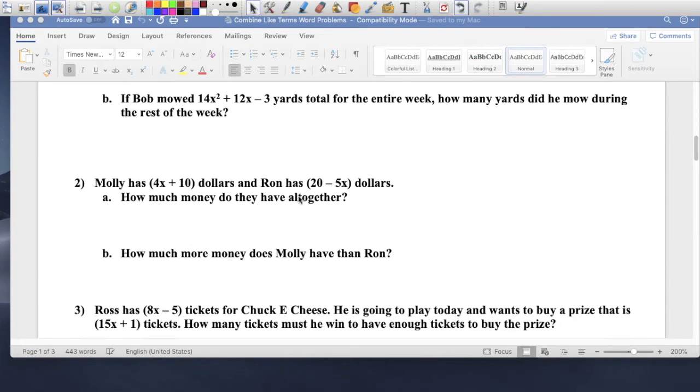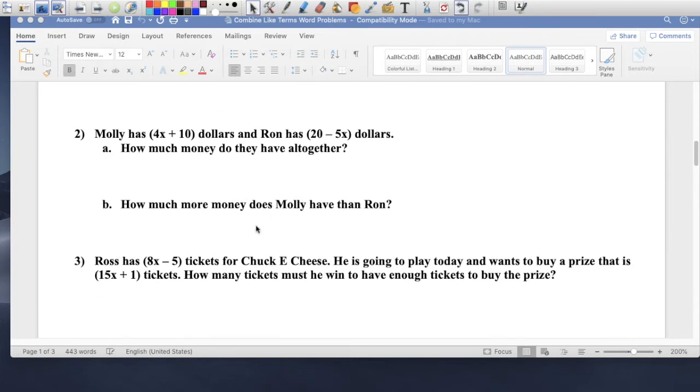So another thing you can do when you're doing these problems, just take time and pretend, for example, I'm going to erase this and say Molly has $10, Ron has $3. How much money do they have together? Well, I would do 10 plus 3, and that gives me 13. How much more money does Molly have? If I want to know how much more money, I would do 10 minus 3, and you would tell me she has $7 more, right?